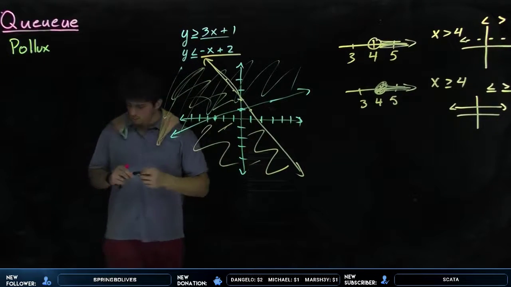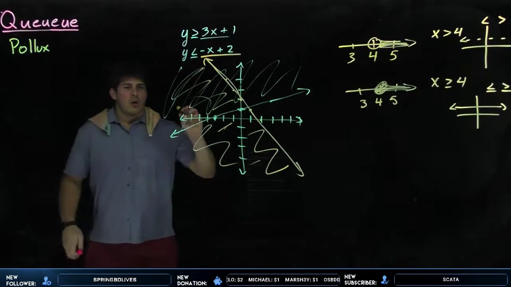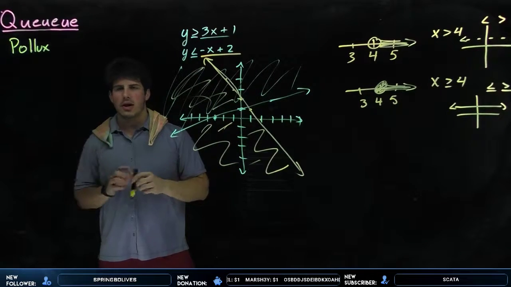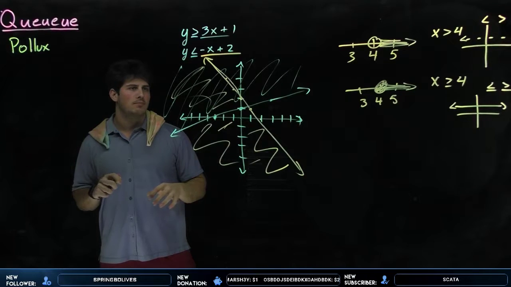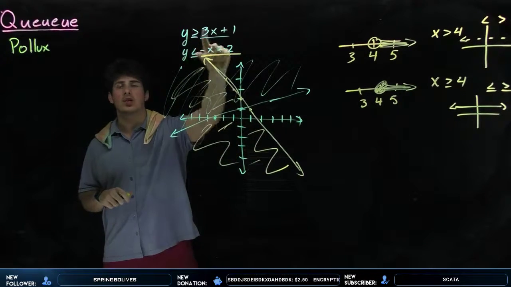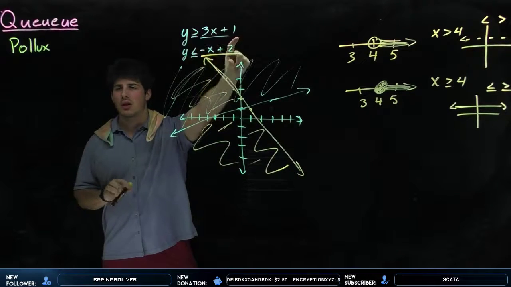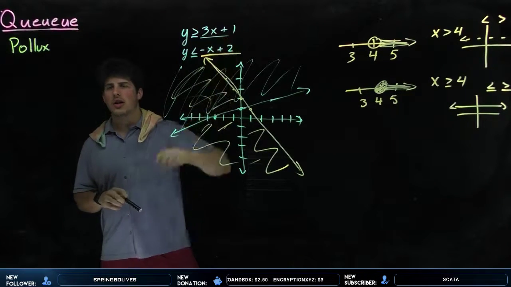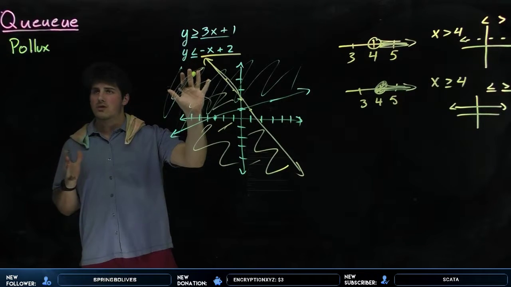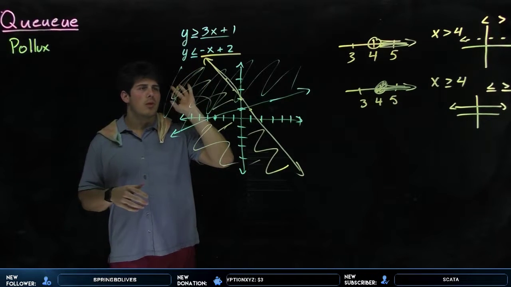Now, there's a couple ways they'll ask this, right? They might give you just a picture of this with the correct part shaded and ask you to find the two inequalities, or they'll give you the two inequalities and ask you to choose one of 4 different graphs, or 5, I guess, if it's the ACT, that are correct.